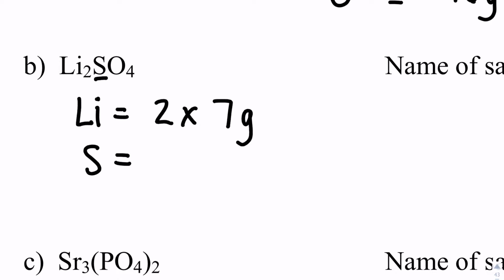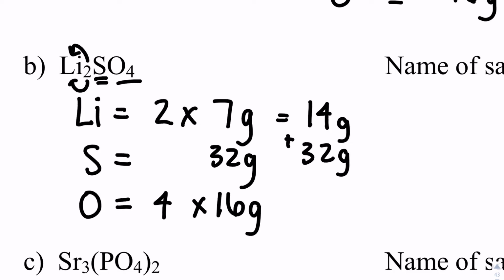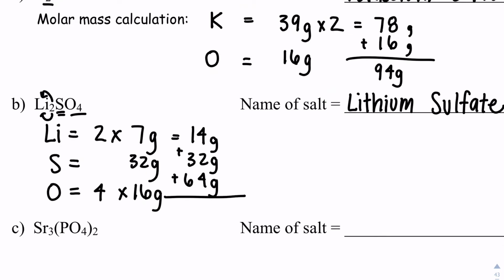Sulfur, we only have 1 because there's only 1 here. Remember, the subscript number goes with the element directly in front of it unless there are parentheses. Sulfur only has 1, which has a weight of 32. And oxygen, there are 4 of them. So we'll need to do 4 times 16. So we get 2 times 7 is 14, plus 32, plus 64, for a total weight of 110 grams. That is the molar mass.